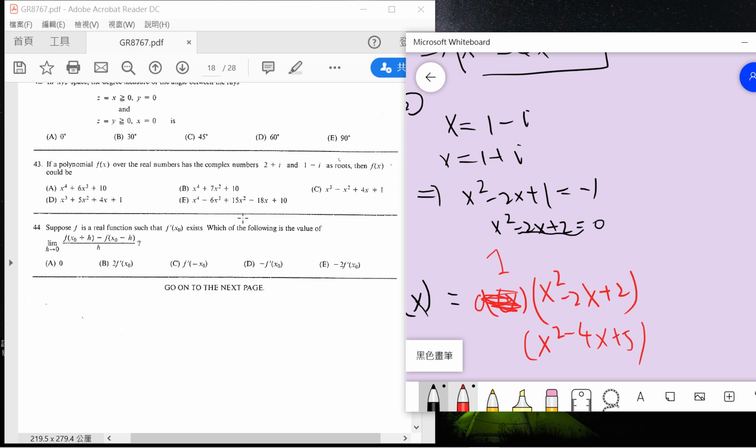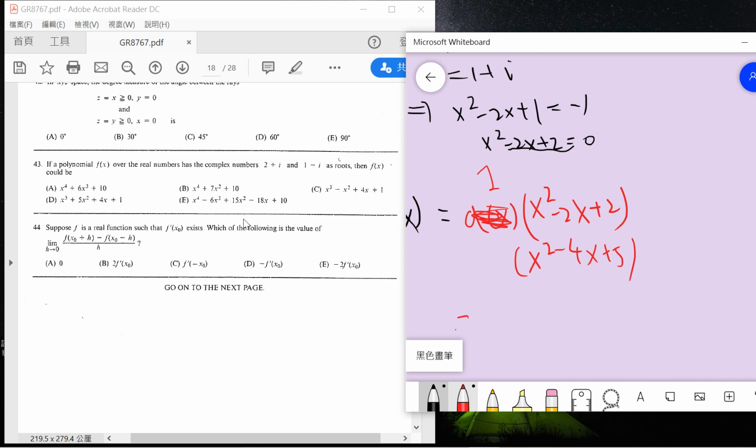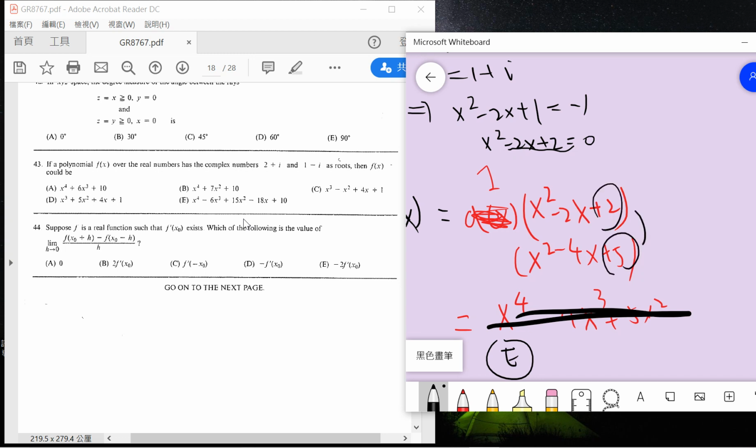So we just expand this. Okay, so we can expand it. But I guess you don't have to expand it, because you already know the answer is e, right? Because the constant coefficient is 10. So the only remaining options are b and e. Then you just check the second coefficient. Then you know the answer should be e. Okay, so the answer is e.